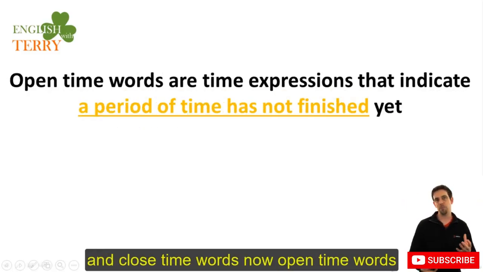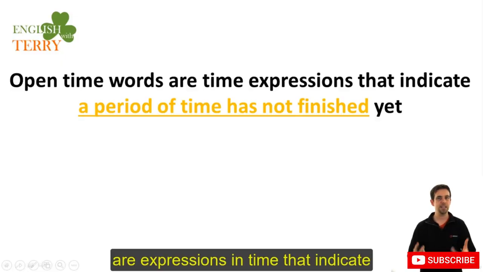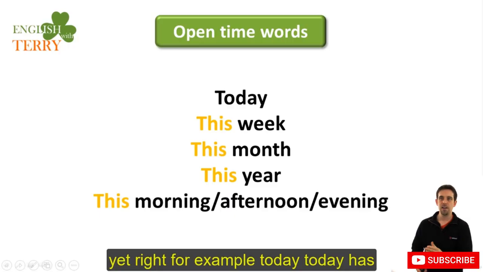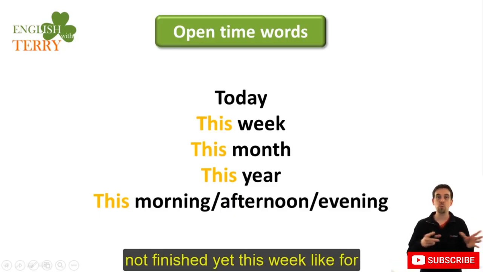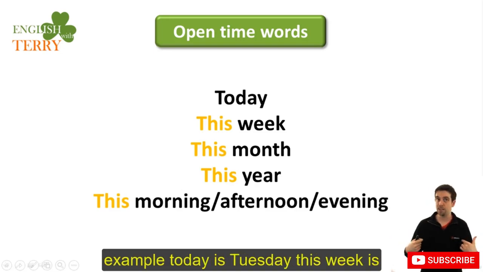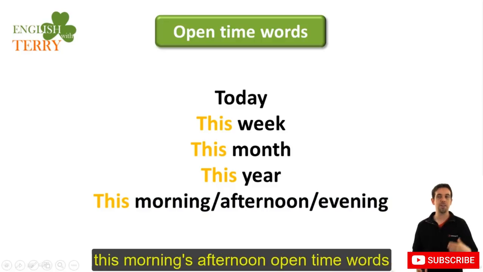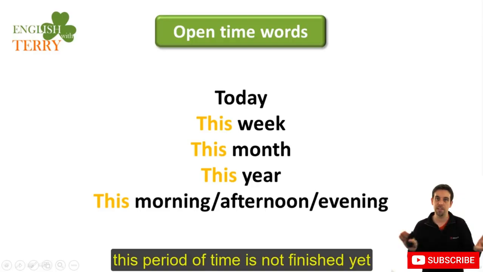Now, open time words are expressions in time that indicate that a period of time has not finished yet, right? For example, today has not finished yet. This week, like for example, today is Tuesday. This week is not finished. This month, this year, this morning, this afternoon. Open time words. This period of time is not finished yet.